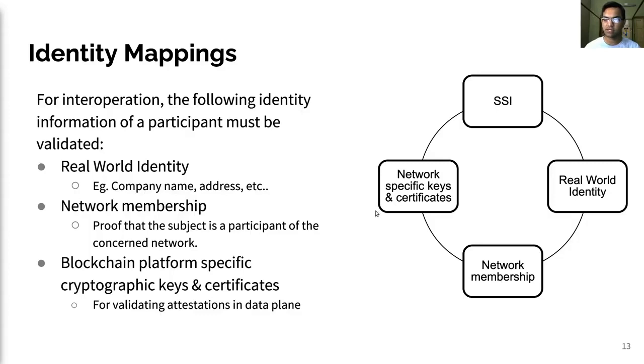And finally, there is the blockchain network specific identity. So these are the cryptographic keys and certificates which are being used within the blockchain network by the participant. This is required because ultimately in the interoperation step during verifiable data transfer, these keys and certificates will be used to sign and attest the data.